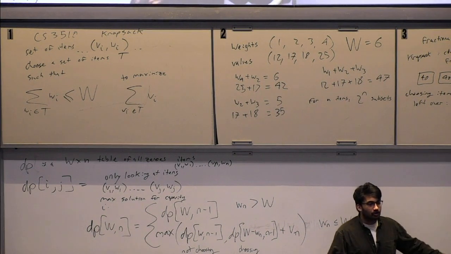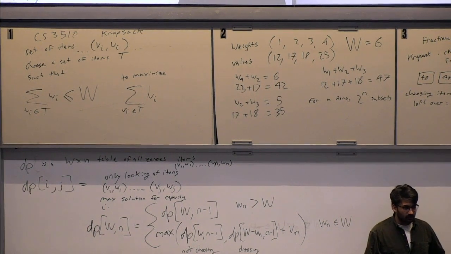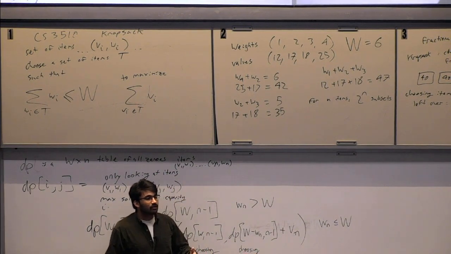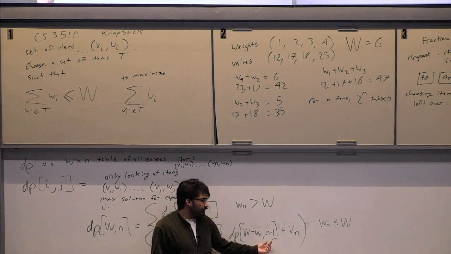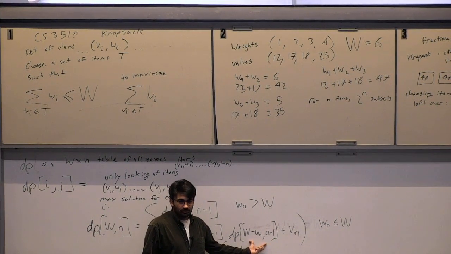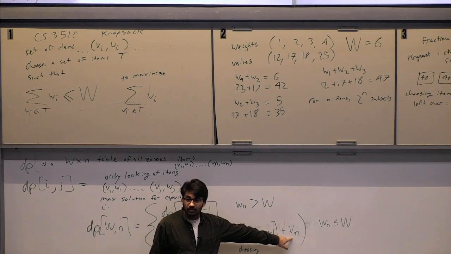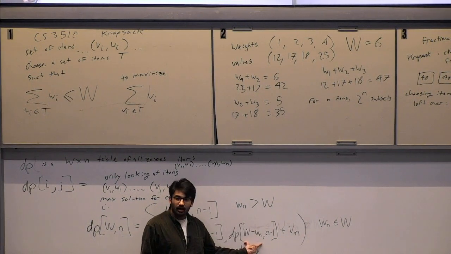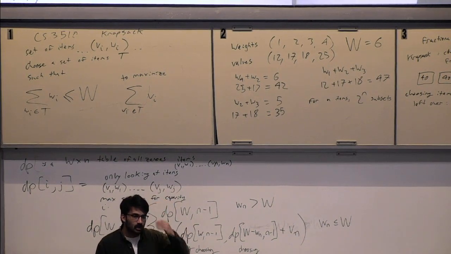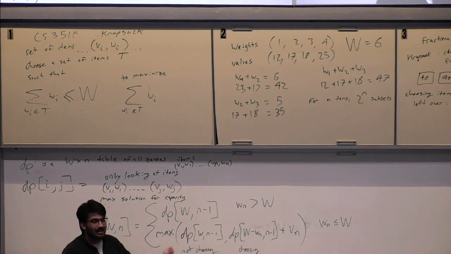Well, you have a remaining capacity left over. The capacity you have left is W minus Wn. The items you have left to choose from are 1 through n minus 1. So this represents the other items you could steal from. This represents the value gained by choosing item n. This represents the value gained by choosing the other items. What is Wn again? Wn is the weight of the nth item.